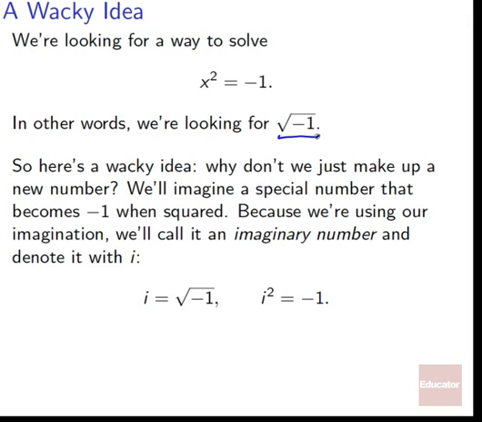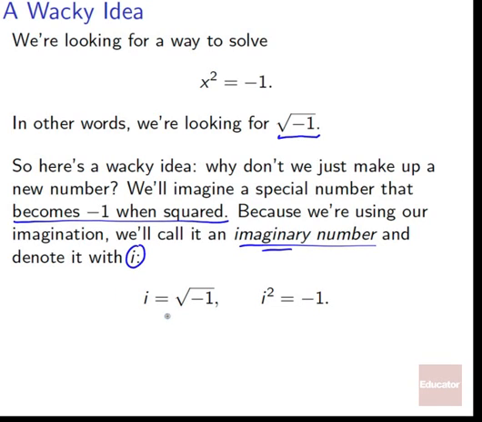So here's a wacky idea. Why don't we just make up a new number? We'll try something really crazy and we'll just create a number out of whole cloth. We'll imagine a special number that becomes negative 1 when squared. So we're making a new number. And since we're using our imagination to think of this new thing, we'll call it an imaginary number. And we'll denote it with the symbol i.